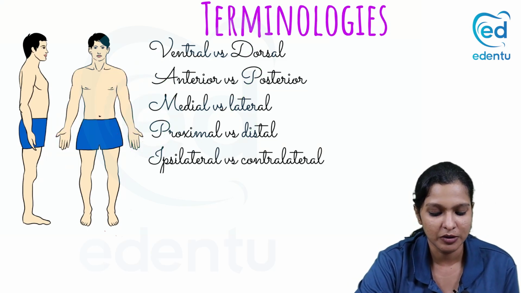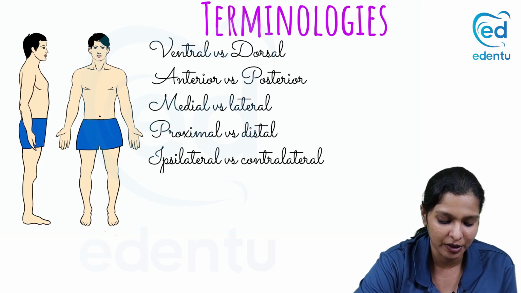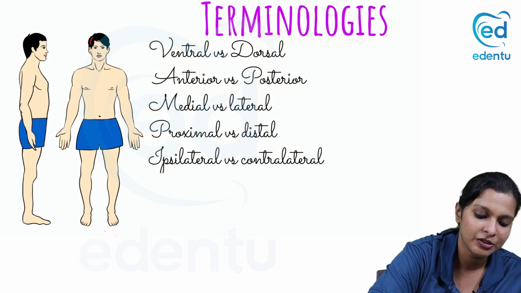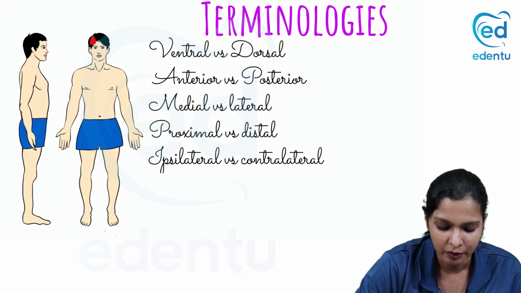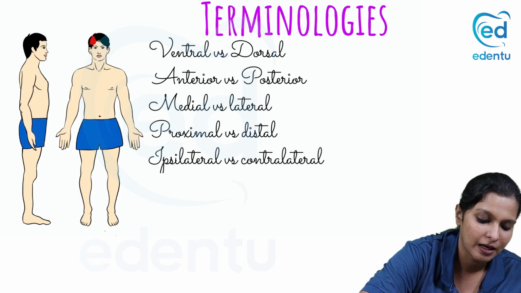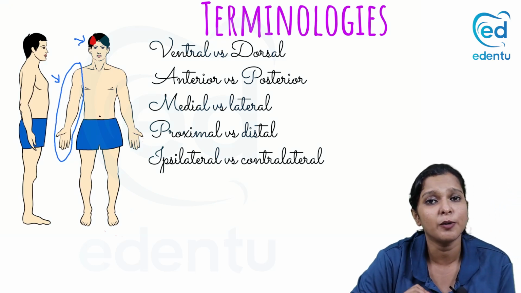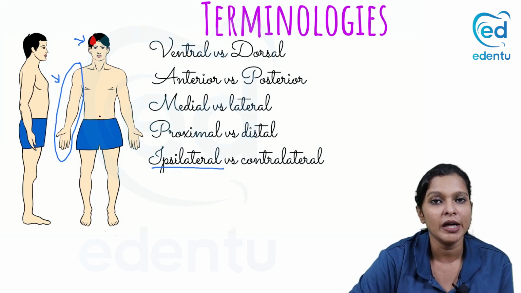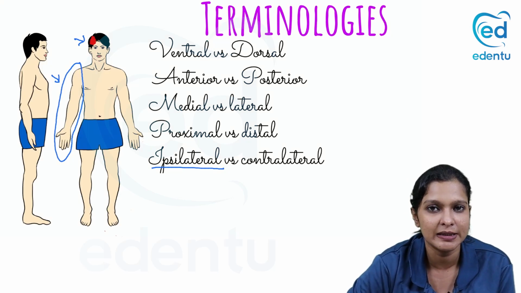The next set of terminologies that we are seeing is ipsilateral and contralateral. Now, this is commonly used in case of diseases. Let's assume a person has a head injury and there is some problem on this side of the brain. Because of that, this upper limb is not functioning. So the problem as well as the effect of the problem are both on the same side. Then it is called ipsilateral.